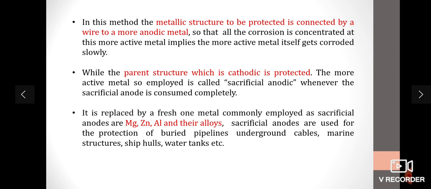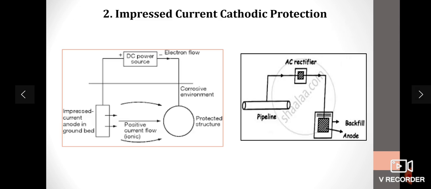Okay. So while the parent structure, which is the cathode, is protected, the more active metal so employed is called the sacrificial anode. Whenever the sacrificial anode is consumed completely, it is replaced by a fresh one. The metals commonly employed as sacrificial anodes are magnesium, zinc, aluminum and their alloys. Sacrificial anodes are used for the protection of buried pipelines, underground cables, marine structures, ship hulls, water tanks, etc.